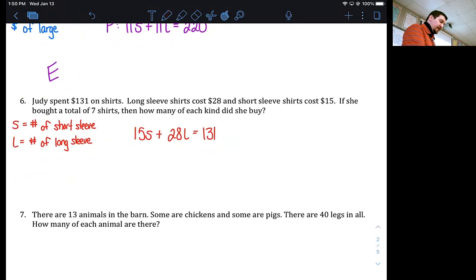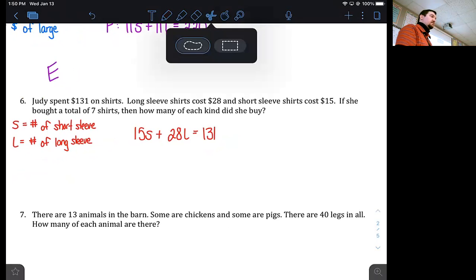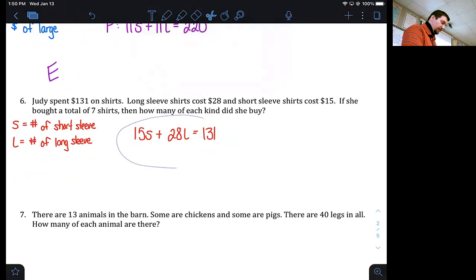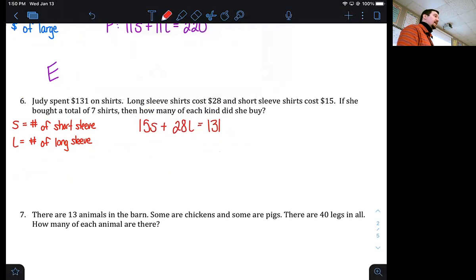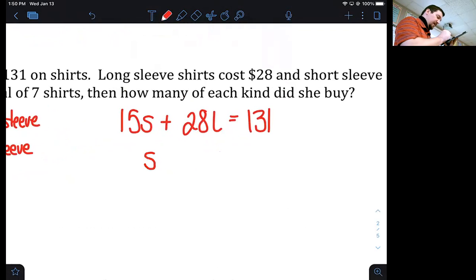Now you could put the 15S after you put the 28L if you want to. I didn't say which one had to go first. Doesn't really matter here. And then Callan, you're going to give me the second equation. And the second one's probably the easiest one. It's just the total number of shirts equation. Yep. S plus L equals 7.